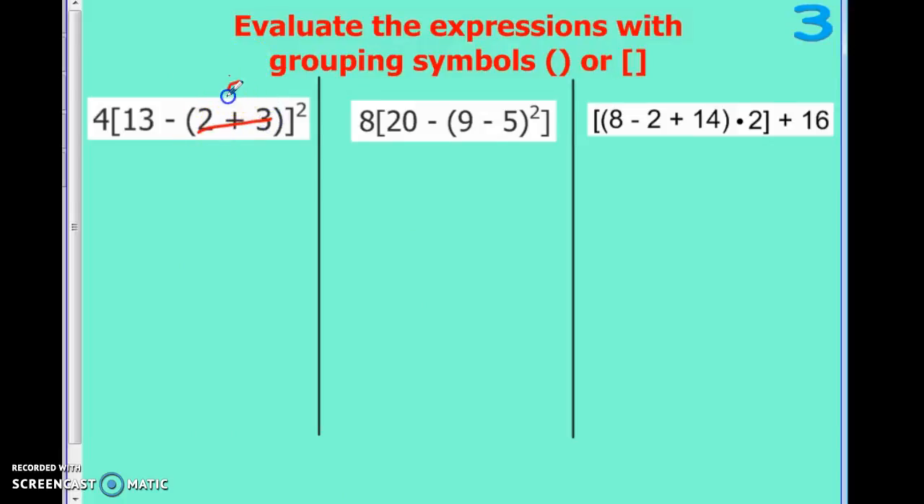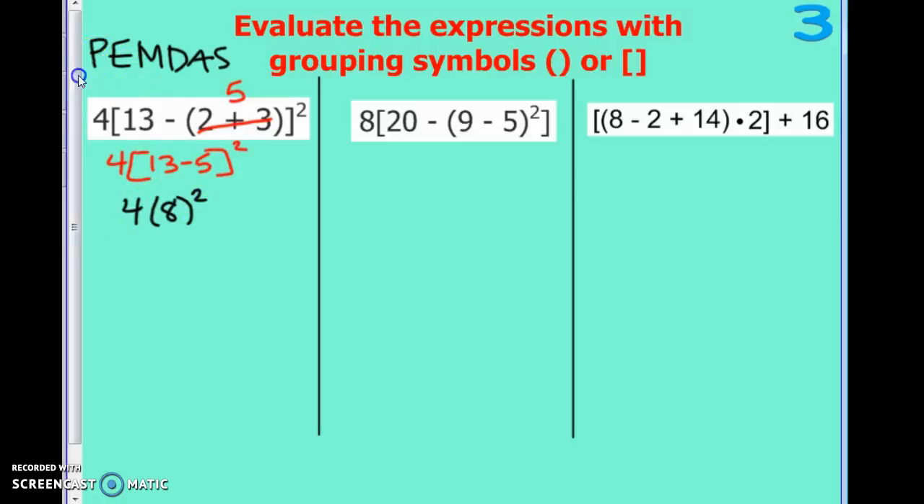We have a couple more with parentheses. Starting on the inside, I'm going to simplify this. 2 plus 3 is really just 5. So we have 13 minus 5, and then on the outside of our brackets or parentheses we have a square. So following our order of operations, we do the inside ones first. We still are on parentheses. We're not moving to our exponent yet. So 13 minus 5 is 8. Now we're done with our parentheses. We can move on to our exponent. 8 squared, or 8 times 8, is 64.